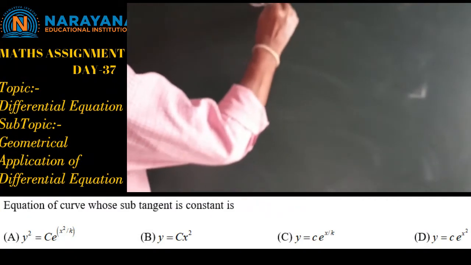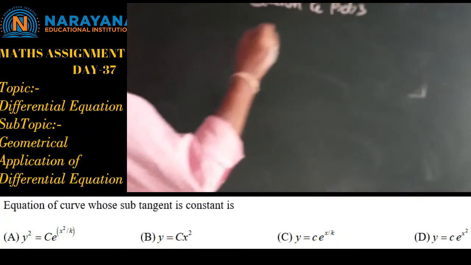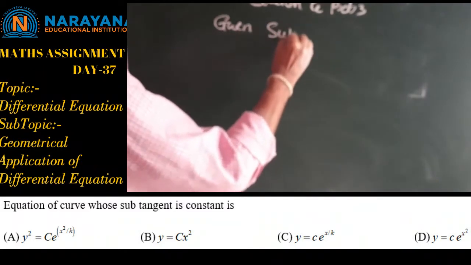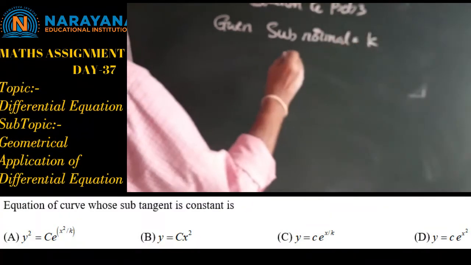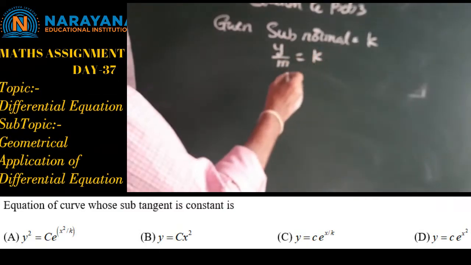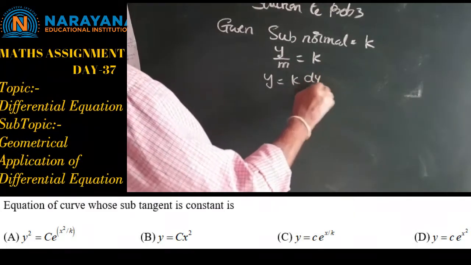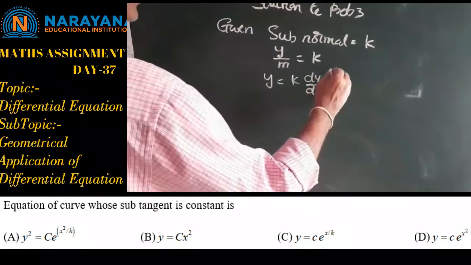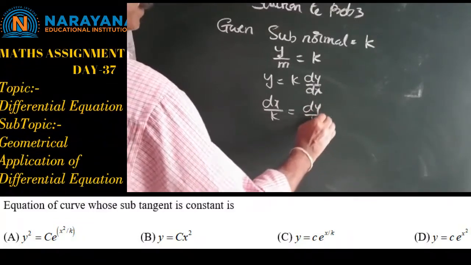Solution to problem number 3. Given subnormal equal to constant. Subnormal means y times m is equal to constant, where m is dy by dx. So y is equal to k dy by dx. So we can write this as dx by k is equal to dy by y.